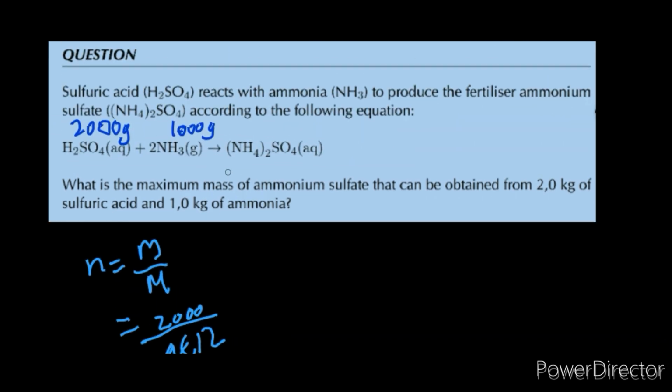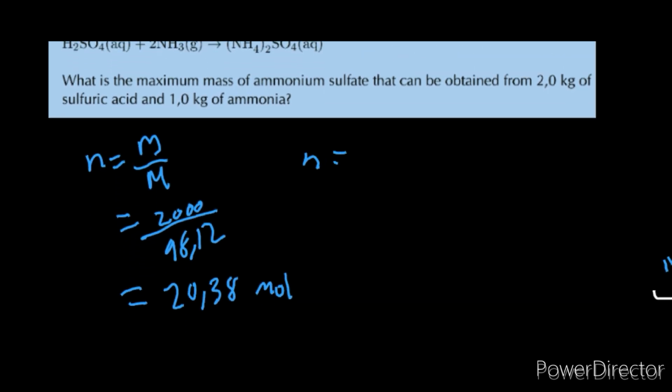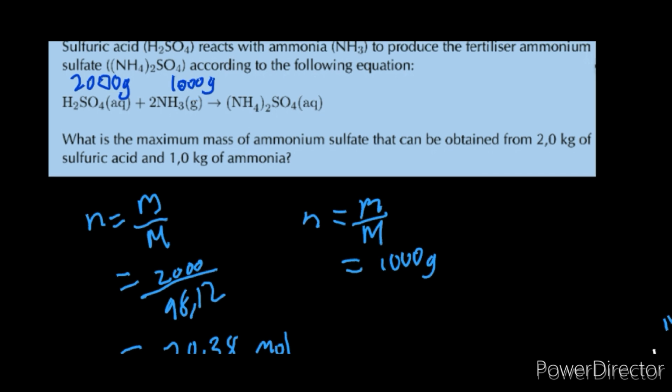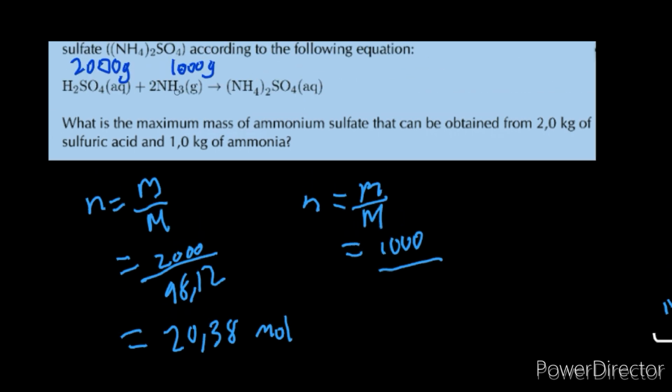So now let's also calculate the number of moles of ammonia. So then we're going to say n is equal to small m over big M. So then this is going to be 1000 grams, right? Because this was 1000 grams. Alright, so there's no need to put the SI unit in the calculation. So we have to look for the molar mass. So now we want the molar mass of NH3.